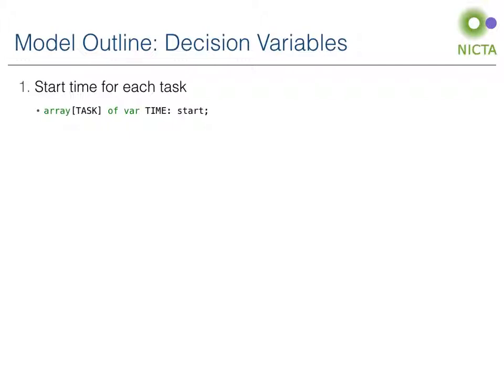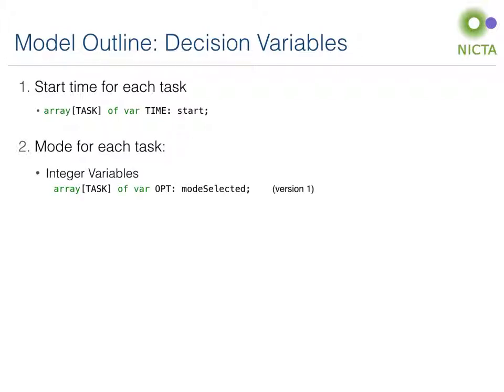Secondly, in the multi-mode problem, we need to decide which mode to execute each task in. I took two different approaches to model this. In my first model, I used an array of integer variables to represent the selected mode. Recall here that opt refers to the set of optional tasks. In the second model, I had an array of Boolean variables for each optional task, this time indicating whether or not that task was executed.